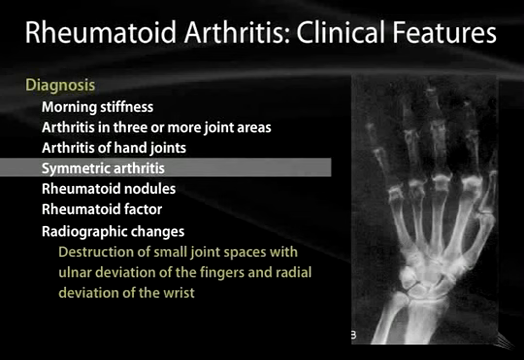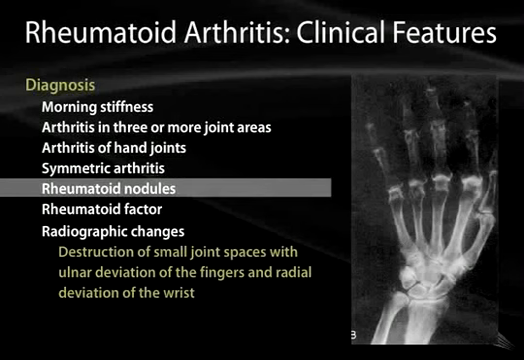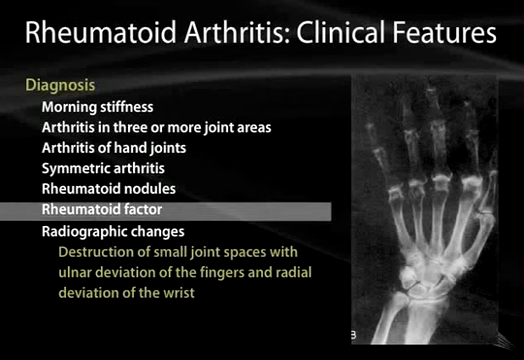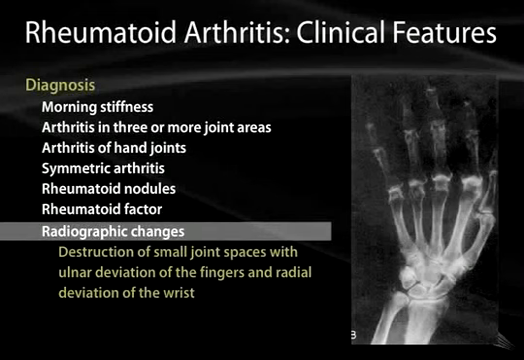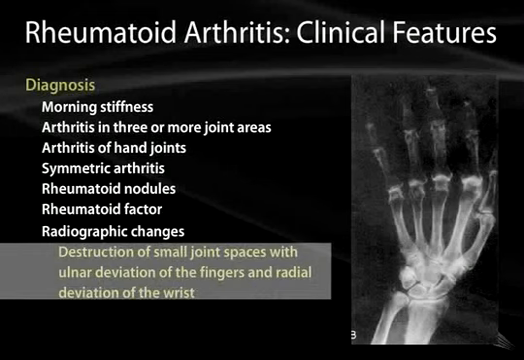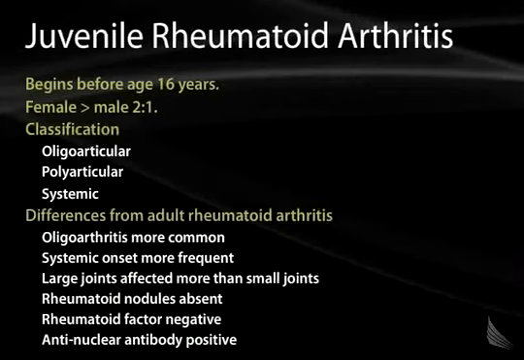Also, remember to look at things other than the joints in these patients. Again, look at the skin and consider whether this patient could have rheumatoid nodules elsewhere and possibly a vasculitis. One can measure rheumatoid factor in the blood, and again, look for the radiographic changes that we were talking about, such as the joint destruction and these, as seen here, ulnar deviation of the fingers and the radial deviation of the wrist. There's another form of rheumatoid arthritis known as juvenile rheumatoid arthritis, as the name implies.